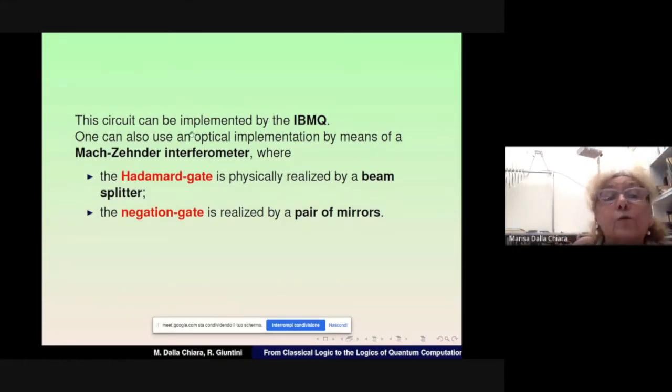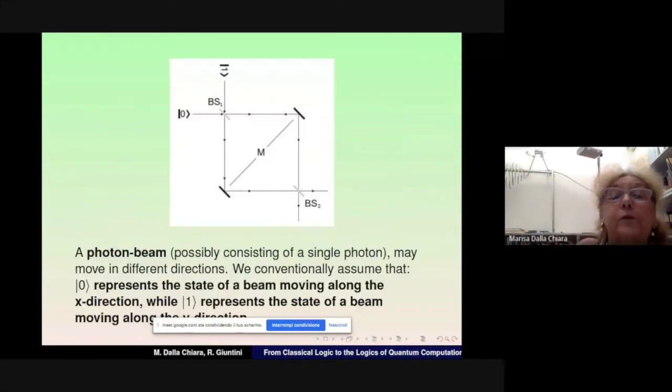But one can also use a different implementation that is interesting for some reasons: an optical implementation that uses a Mach-Zehnder interferometer, where the Hadamard gate is physically realized by a beam splitter, and the negation gate is realized by a pair of mirrors. The Mach-Zehnder interferometer is, of course, well known to physicists.